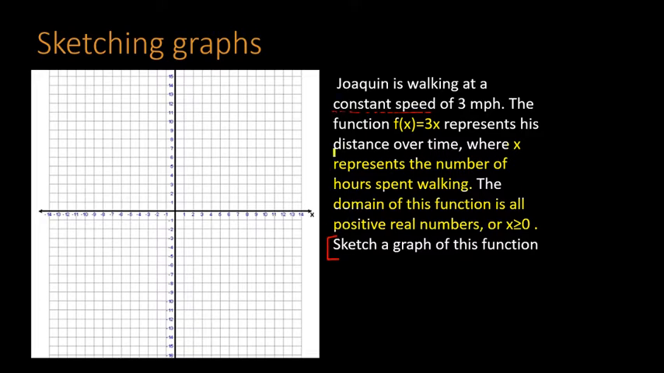So really this was just a lot of information, a lot of context, but if we comb out the key parts of it, they're telling us a function, and they've given us the domain. And now we just need to sketch the graph of this function.